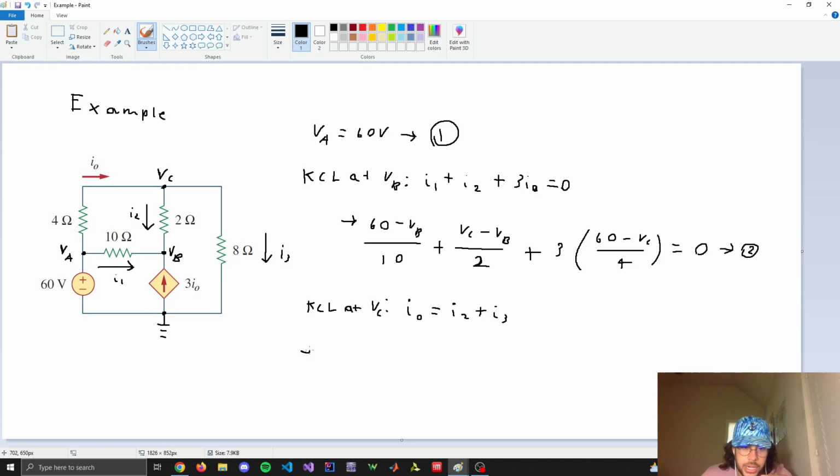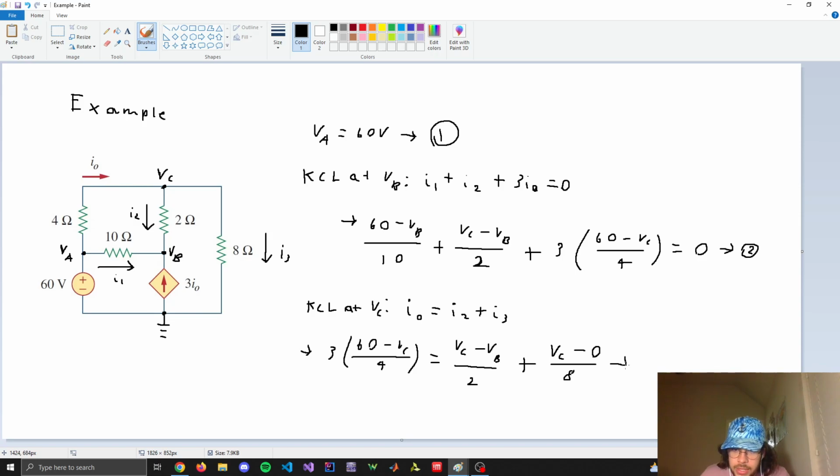And then rewriting these equations, I0 is 3 times 60 minus VC over 4 equals I2, which is VC minus VB over 2. Then the last one, I3, is going to be VC minus 0, because that's reference, divided by 8. And this is equation number 3.